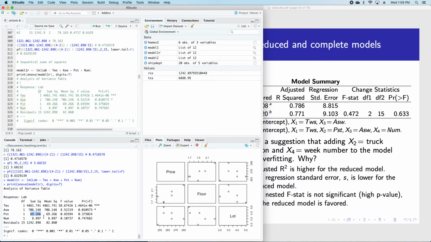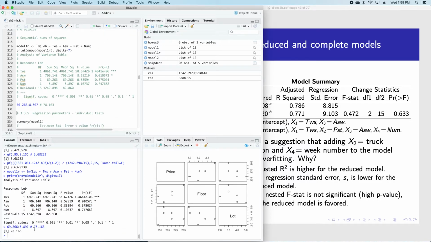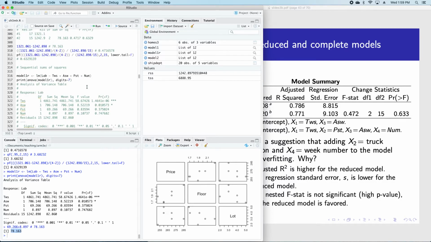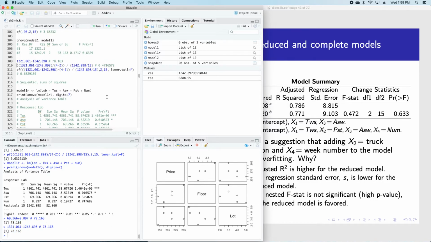In this sequential sum of squares ANOVA table, if I take the sequential sum of squares for PST after the first two predictors, and then for NUM after the first three predictors, and add those two numbers together, 69.266 and 8.897, I get 78.163. Okay, I get the same number as I got when I took the difference between the residual sum of squares for the reduced model and the residual sum of squares for the complete model. And that's not a coincidence.